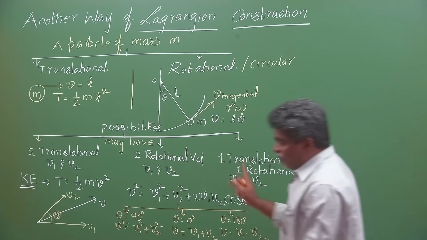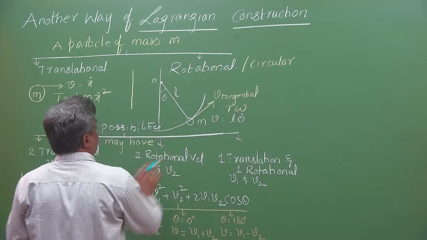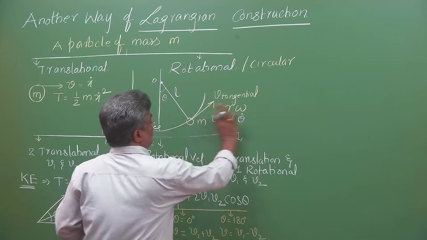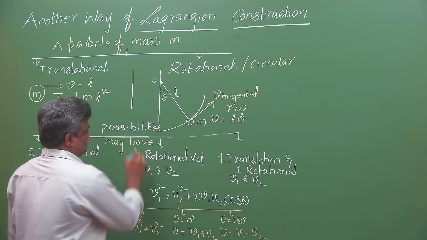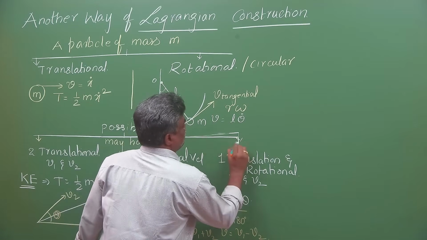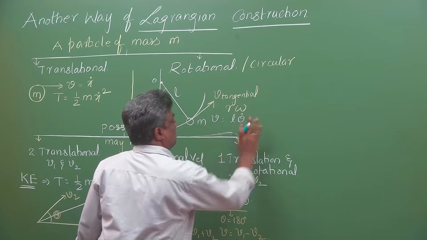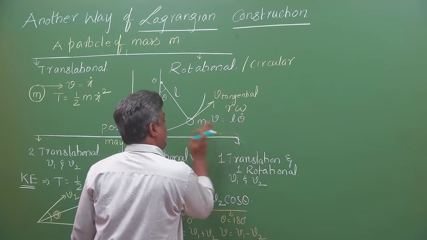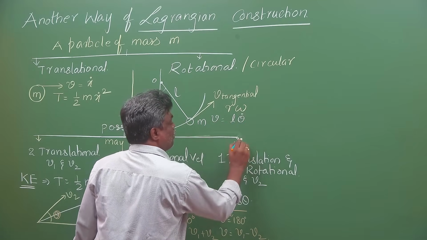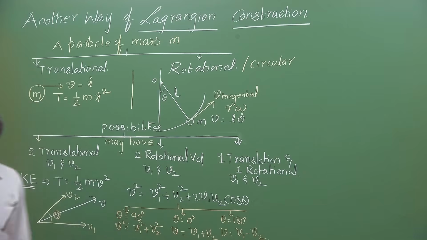Remember, with this method we can find the resultant velocity between only two, because vector algebra will give you the resultant velocities between how many? Two or three? If more than two vectors are there, how will you find the resultant?